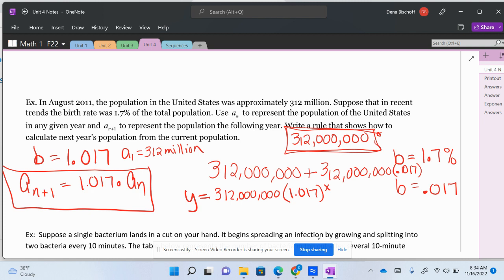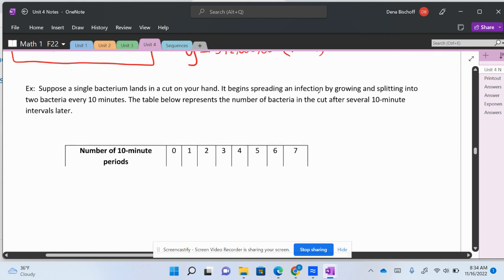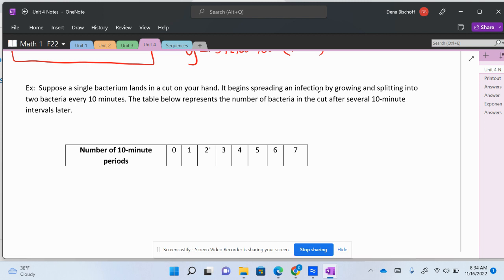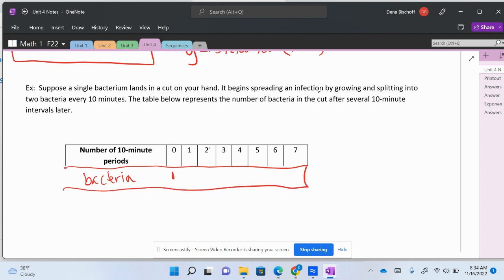We have 3 questions to answer about this table. So this is the number of 10-minute periods. It says the table represents the number of bacteria in a cut after 10 minutes. And it says we have a single bacteria. So when we first start, how much bacteria do we have? 1. I'm going to say 1 bacteria. And then how much do we add every 2 minutes?